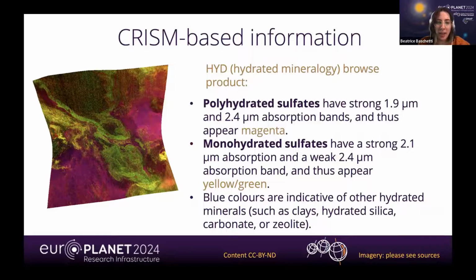So you can interpret that in this way. Polyhydrated sulfates that have strong 1.9 and 2.4 absorption bands appear magenta. And instead, yellow-green colors might indicate monohydrated sulfates, and blue colors are indicative of other hydrated minerals, so might be clays, silica, carbonate. So in this case, it doesn't seem that they are present. Okay, I think this was the last one.